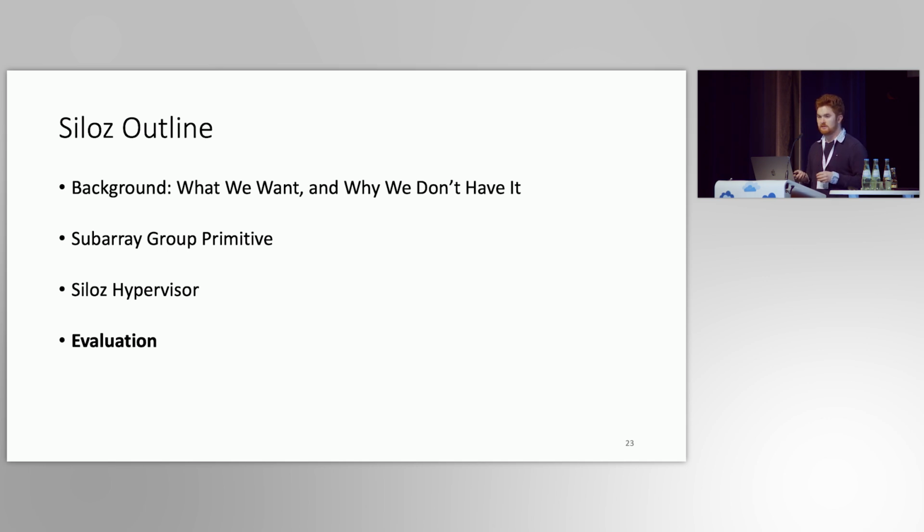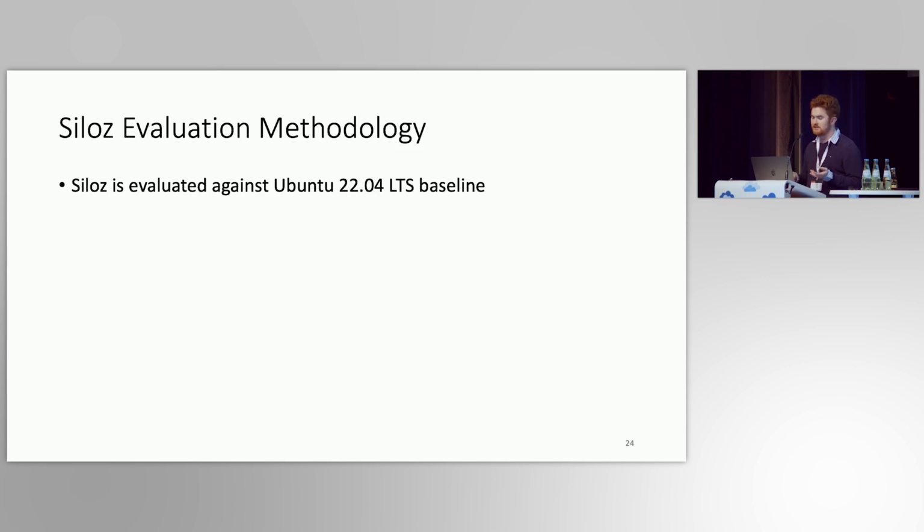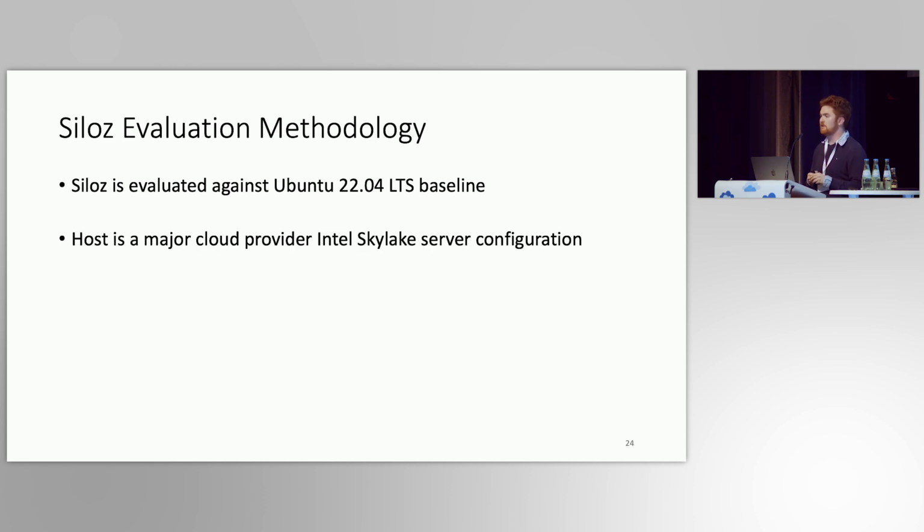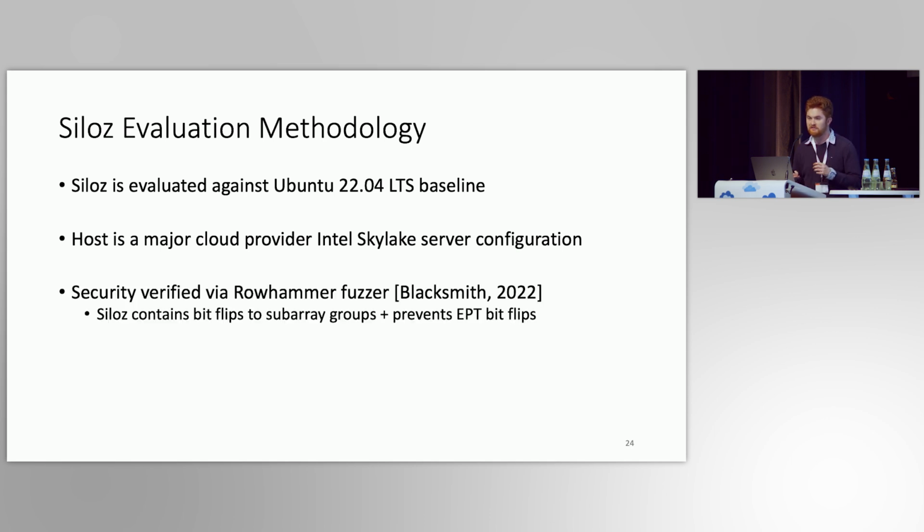So to conclude, I'm going to go into the evaluation details, and our methodology is as follows. We implemented Siloz in a Linux KVM implementation, and as a result of that, we evaluated it against an Ubuntu baseline. The host machine that we evaluated on is a major cloud provider Intel Skylake server configuration. And we verified the security properties of Siloz, namely that it prevents bit flips in EPTs, as well as contains bit flips otherwise to the subarray group in use, using the Blacksmith Rowhammer fuzzer. This is the state-of-the-art bit flip finder, if you will. So it surpasses the latest defenses in order to flip bits.